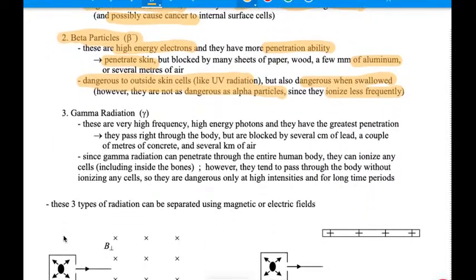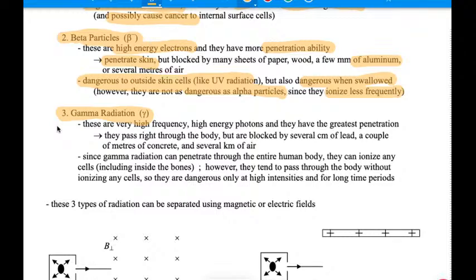Our third and final and scariest form of radiation is gamma radiation. Maybe we've all heard of this. This is the Hulk radiation. This is what Bruce Banner was exposed to, that turned him into Hulk, essentially. But it actually won't do that to you.